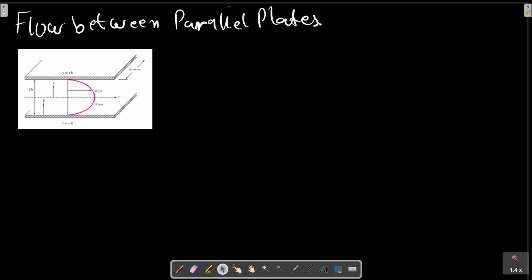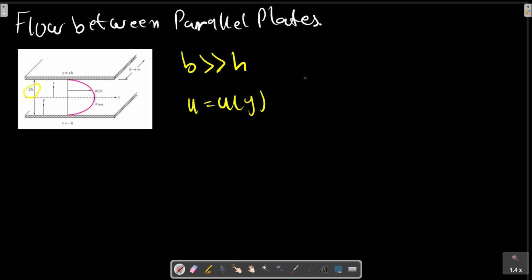Flow between parallel plates, as we said, in this figure with the dimension of b much greater than h, and the plates are a distance of 2H apart as shown in this picture. So the flow is essentially two-dimensional. That is, we say that we have a velocity distribution in the y direction.